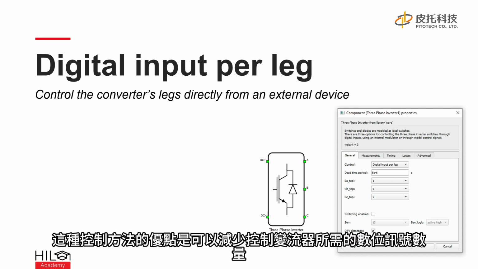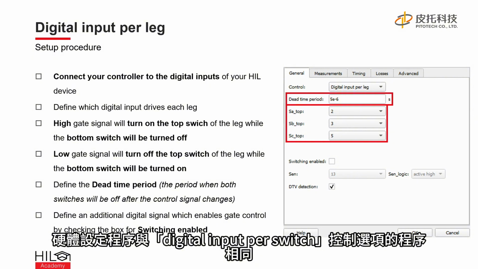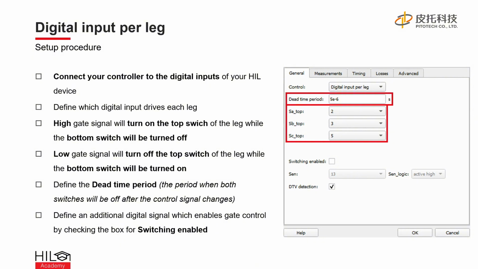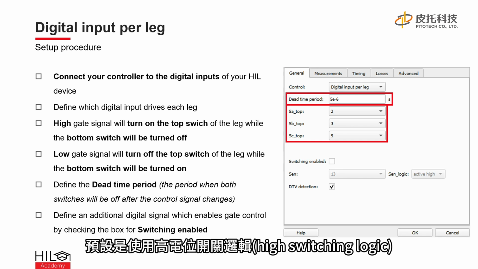The advantage of this control method is that you can reduce the number of digital signals required for controlling the converter. The hardware setup procedure is the same as it is for the digital input per switch control option. The difference is that now we only configure one digital input per each leg. By default, high switching logic is used.